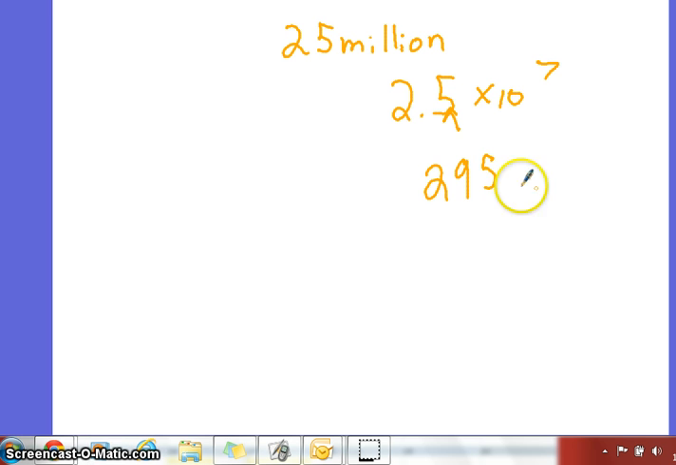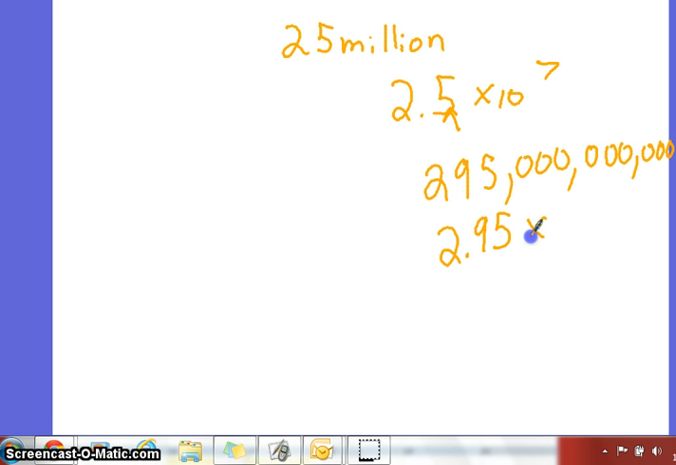One more. 295 billion. Big number. What is that? 2.95 times 10 to the 11th power. Count to make sure. 1, 2, 3, 4, 5, 6, 7, 8, 9, 10, 11. Very good. Any questions?